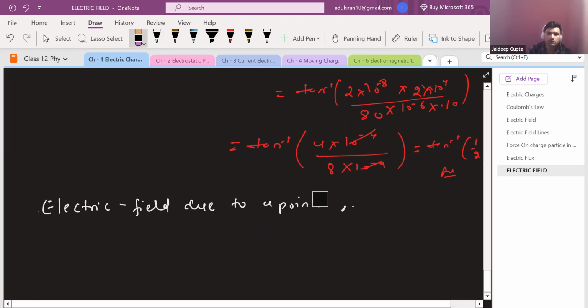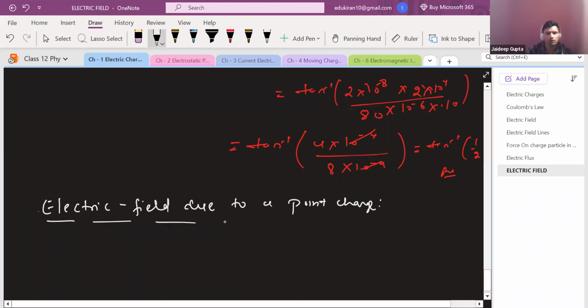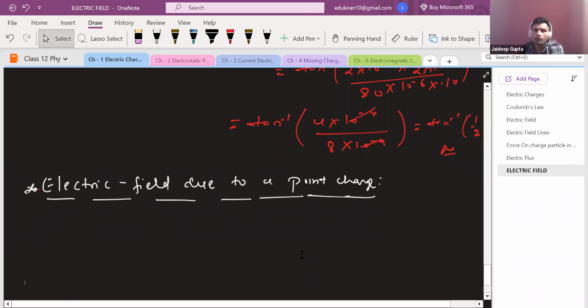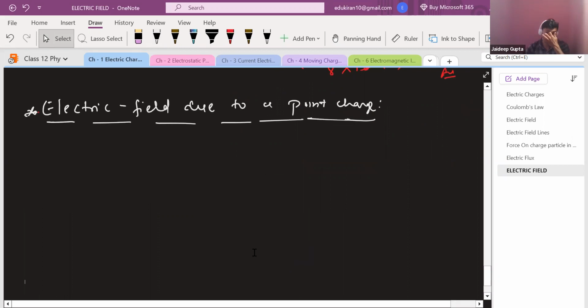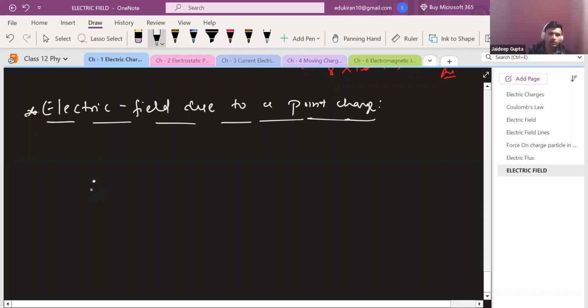Electric field due to a point charge. So let it be a charge, capital Q, and we have to calculate the electric field at a point P at a distance R from the capital Q. So at point P, we have to calculate.